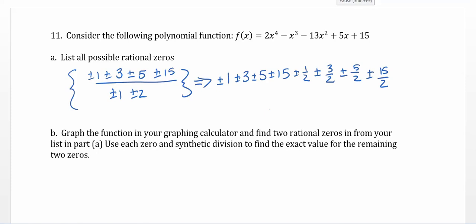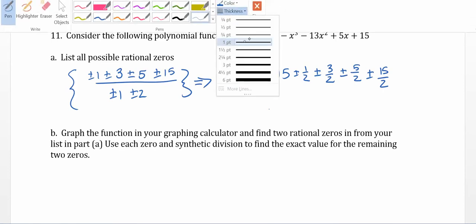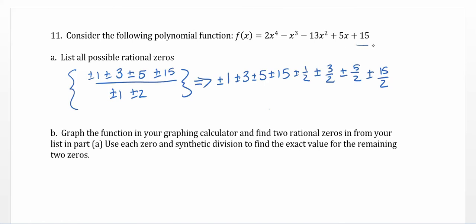So for part 11 here, part A says list all the rational zeros. So of course we take all the factors of the last term, and then we divide by all the factors of the first term. So that gave me all the factors of 15 on top, all the factors of 2 on the bottom. That gives me all these to work with.